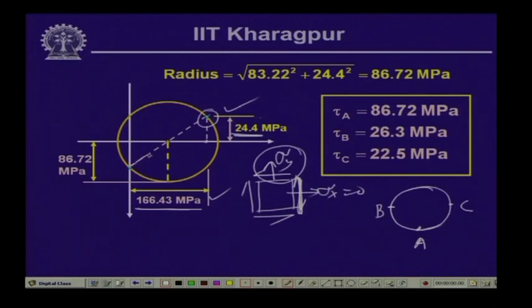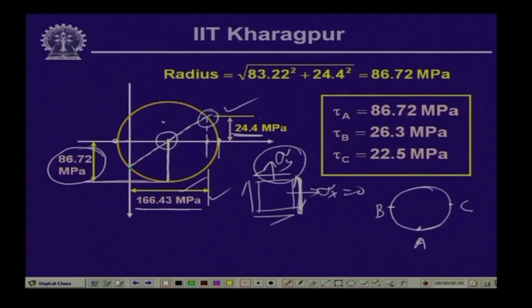If I join these 2 points, we get the center of the Mohr circle, and if we draw the circle, these 2 points give us the maximum normal stresses, the maximum principal stresses as we call them, and the radius of the circle gives us the value of the maximum shearing stress. As you know, this distance is 166.43 from here.